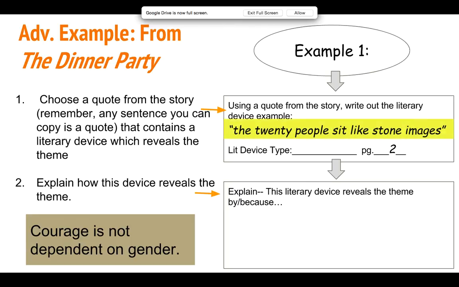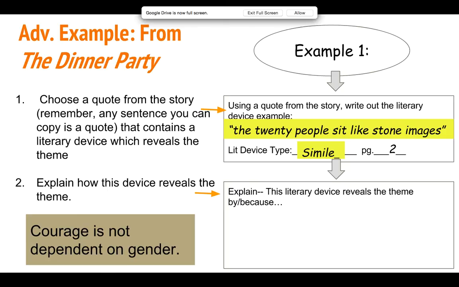So the first thing that I found was this sentence here: "The 20 people sit like stone images." And I know that this is a simile because of the word like. It was found on page 2. Notice again, I have my quotation marks.